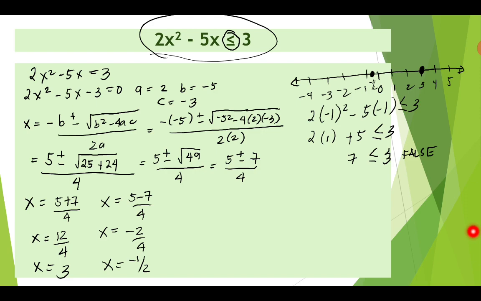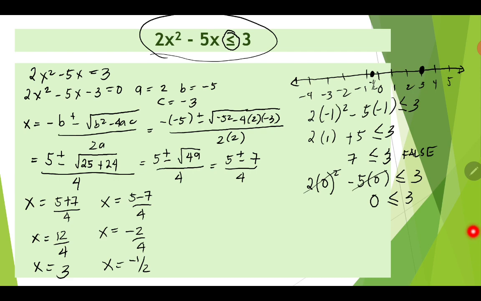Okay? Now, kuha naman tayo ng number dito sa may middle part. So, kunin natin. And since nandiyan si 0, gamitin na natin si 0. Kasi yun yung mas madali. So, again, you use the original quadratic inequality. Tapos, just substitute the values of x to 0. So, 2 times 0 squared minus 5 times 0 is less than or equal to 3. So, magiging 0 to, magiging 0 to. So, ang nasa kaliwa natin ay 0. It's less than or equal to 3.